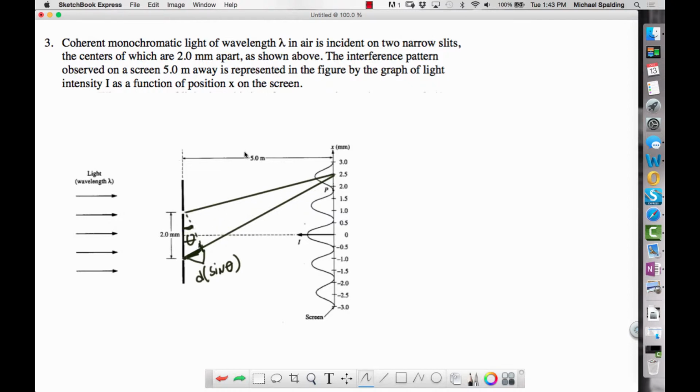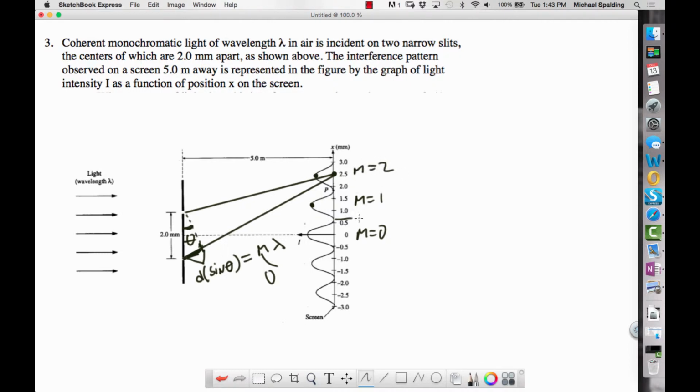And in order to get constructive, for this to be a bright spot, as it is, what does d sine theta need to be equal to? 1 wavelength, or actually in this case, this would have been 1 wavelength right here, and this would be 2 wavelengths. So this m could be 0. Right here, this is m equals 0 for bright. This is m equals 1 for bright. This is m equals 2 for bright.